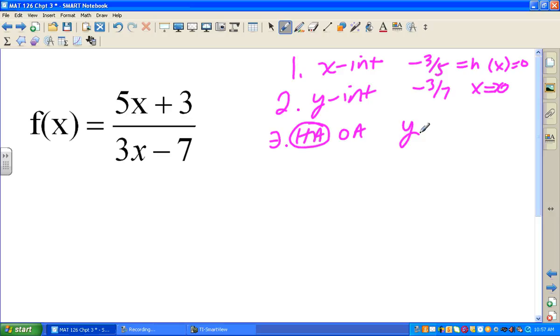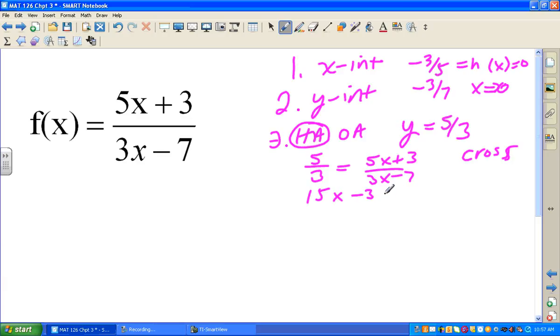Yeah, y equals 5/3. Will it cross? Yep. Minus 35 equals 15x plus 9. No. The 15x's will cancel out. Negative 35 doesn't equal 9, so it will not cross the horizontal asymptote.